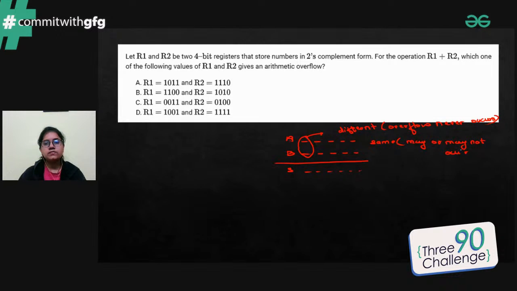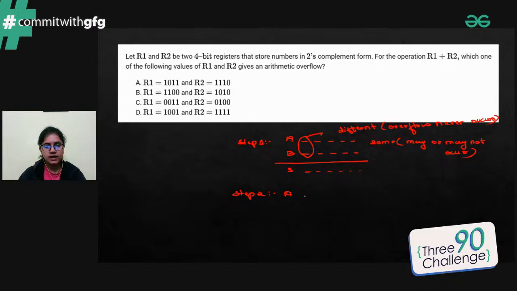So what is the first step? You have to check these bits. If they both are different, then definitely overflow will not occur. Then you don't have to look at the next one. But if they both are the same, then this is step 1, and we have to perform step 2.